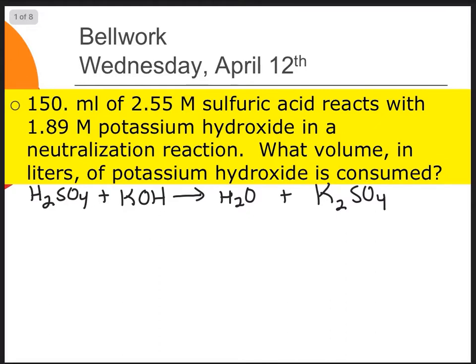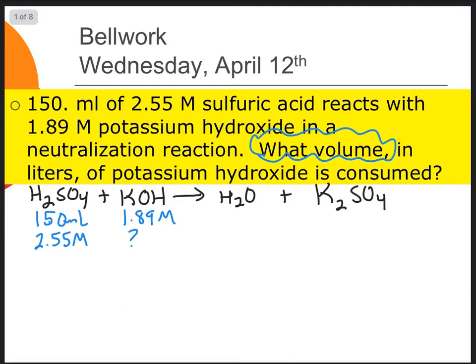So let's set up our dimensional analysis after we write down what we know. We know that we have 150 milliliters of a 2.55 molar solution, and it reacts with a 1.89 molar solution of KOH. So we know the concentration of KOH. We're not trying to find that. We are trying to find what volume we need to neutralize it, to put it to its equivalence point. So this is what we are looking for.